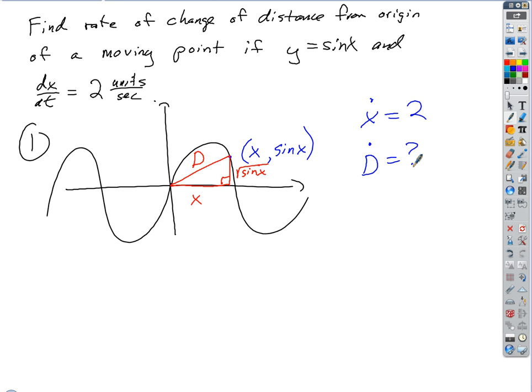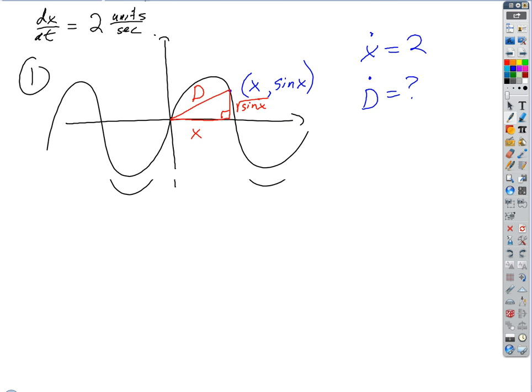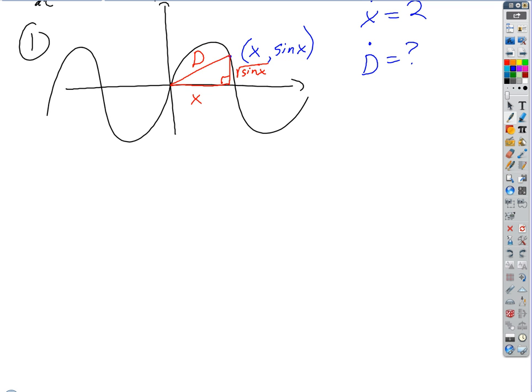Okay, and so now we've got to do our parent equation. Well, we basically got it here, right? It's geometric. So our parent equation, step 2, is just the Pythagorean theorem. Right? x squared plus sine x squared equals what?